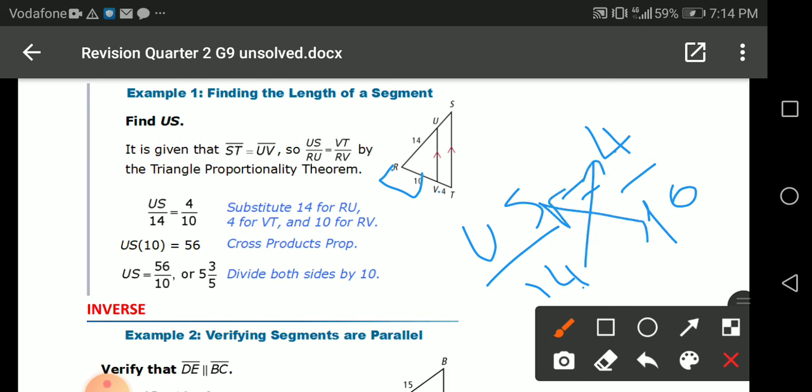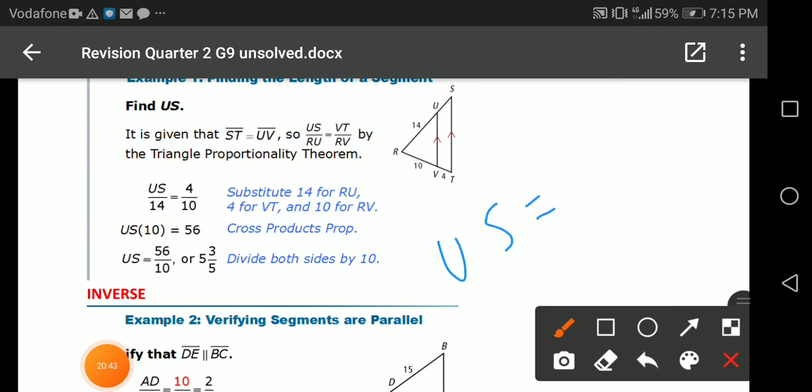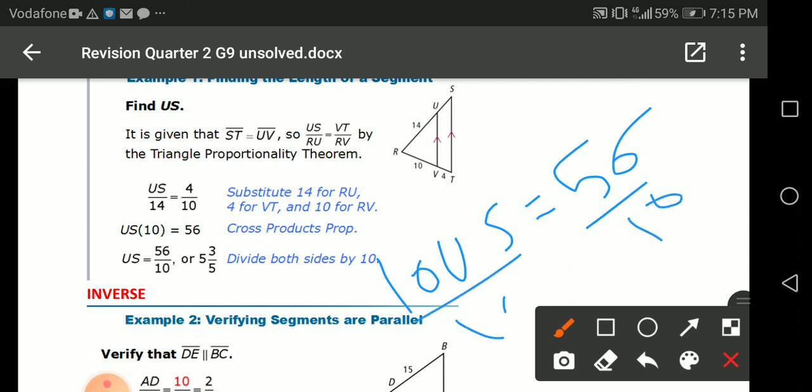Cross multiplication: 14 times 4 is 56, and 10 times US. So 10 US equals 56. How did you get it? 14 times 4 is 56, 10 US. Okay, so we have 10 US equals 56. I'll let it be more clear for you: divide by 10 on both sides to get rid of the coefficient of US. US equals 56 over 10, or 5.6.